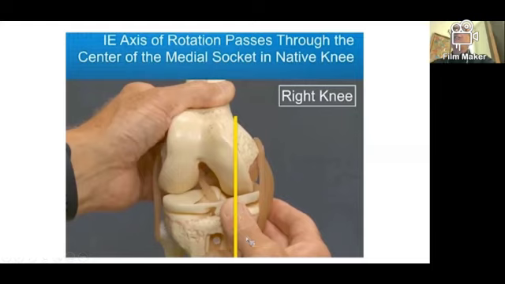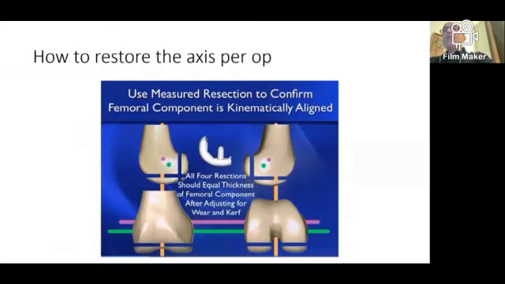On the other hand, on the medial condyle, we still stick to the principles of the ball and socket in the medial part. Then, when you take all these elements, how do you restore and do your cut to stick to the concept of these three axes and restore the three axes? Now you have to measure the resection to confirm the femoral component is kinematically aligned. You have to stick to the thickness of the prosthesis that you are implanting.